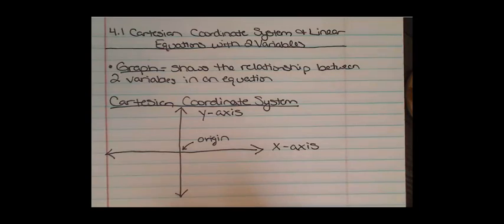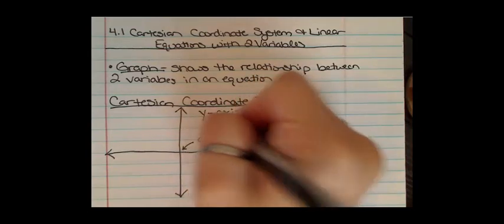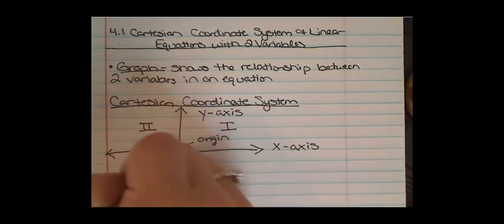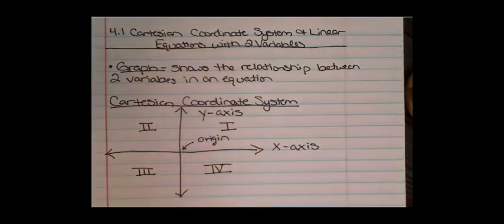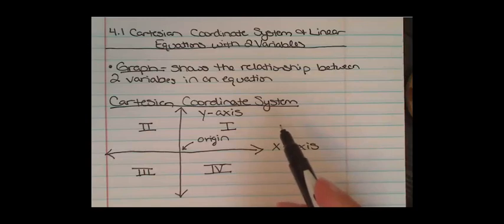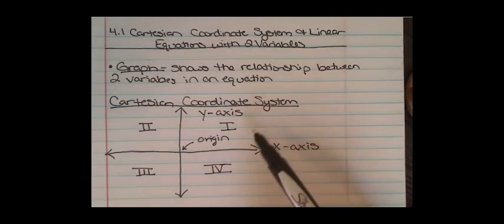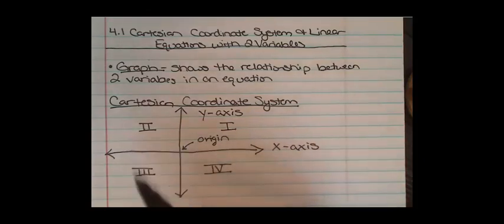And then we label our quadrants 1, 2, 3, and 4. Each one of these sections is called a quadrant, and notice we start with the upper right one, with 1, and then we go counterclockwise. Part of your homework will be identifying which quadrant a point is in, and so this is how this works.